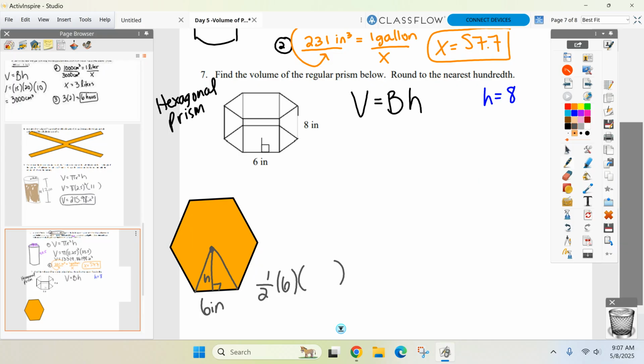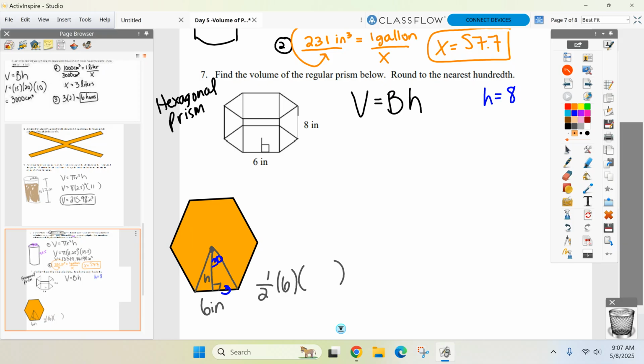Let's find the height now. First step, find the central angle. Find the central angle there for me. 60 degrees. 360 divided by 6 is 60. What's the height doing to it? Cutting it in half. So we should have a 30-degree angle right there. And what did that height do to the base? Also cut it in half, so there's 3.